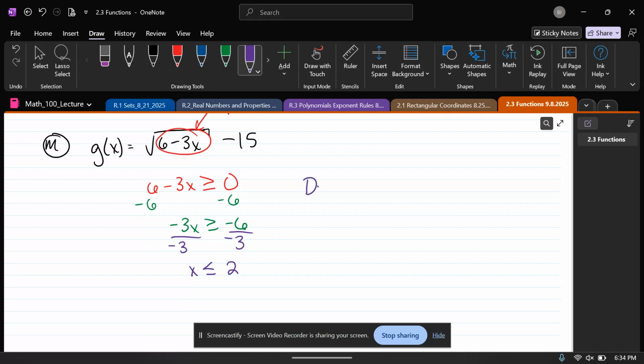So my domain in set notation. I'm sorry, can I ask a question? Yeah. So when you flip the symbol, if the denominator is negative? If what I divide by is negative. It doesn't matter what I divide into, it's what I divide by. So it's the number that's with the variable. That's the key thing. The number with the variable is negative, that's when you're going to flip the symbol.